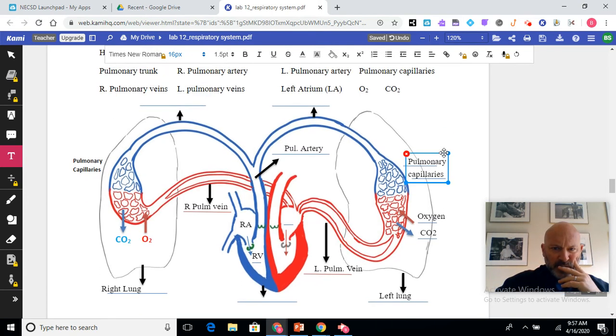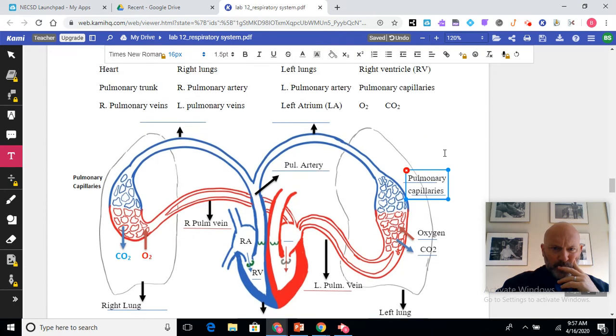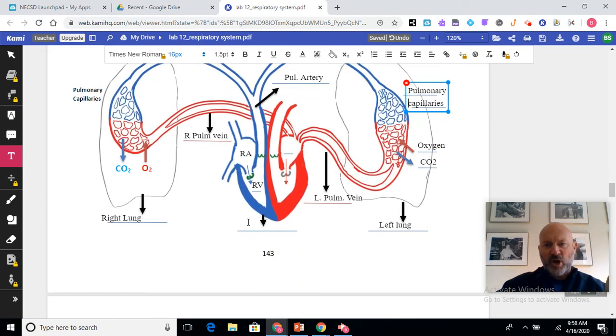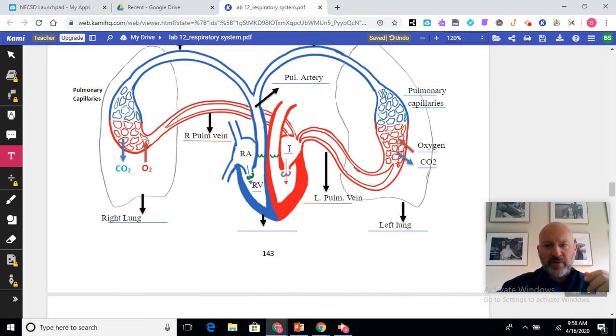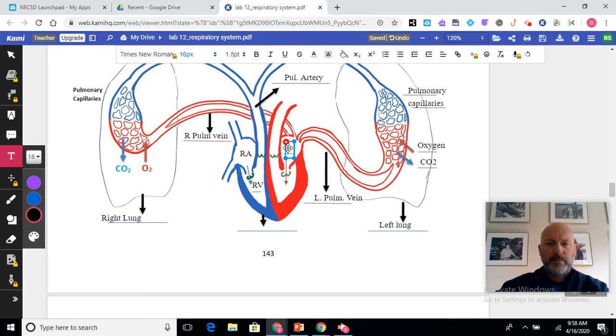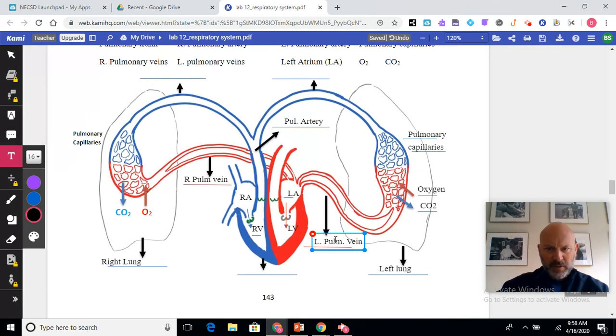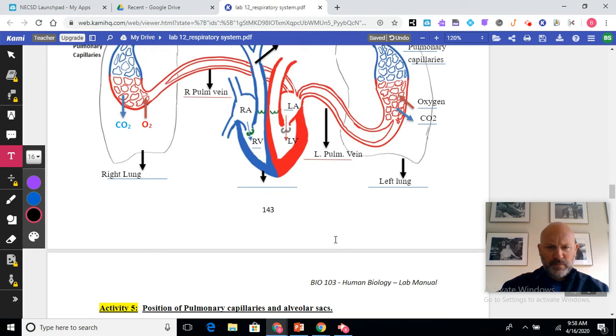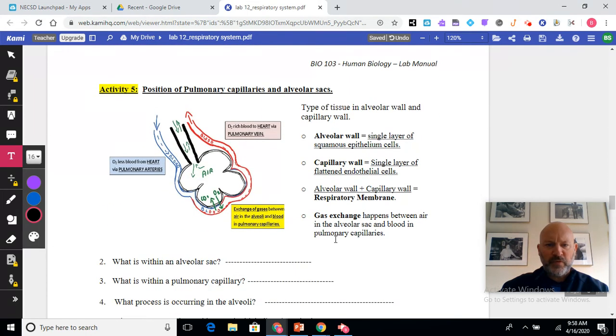All right. And of course, this is the heart. I think that's what they want here, just this whole structure here is the heart. Over here, this is the, come on. I don't know. There we go. Atrium. This is the left ventricle. All right. And that looks about right. Let's keep moving.